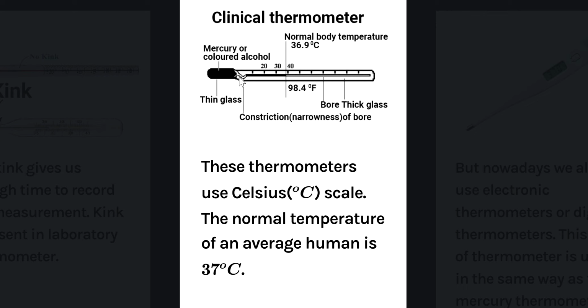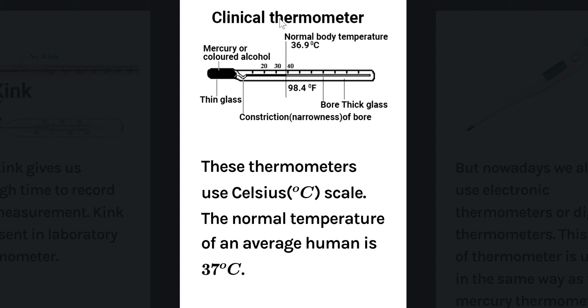So this bending, students, is called constriction. Narrowness of the bore is also called a kink. Mercury or colored alcohol can be used. It is thin glass. Inside it there is a bore of uniform thickness. So this is representing a clinical thermometer.